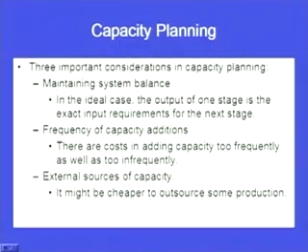Now capacity planning, this topic is capacity planning only. So, the important considerations in capacity planning. What types of considerations do we have to make when we are doing capacity planning? Three important considerations in capacity planning are, first, maintaining the system balance. In the ideal case, the output of one stage is the exact input requirement for the next stage. So the ideal scenario is that the output of one particular shop or machine becomes the input of the subsequent machine. So we have to maintain a balance in the capacity.